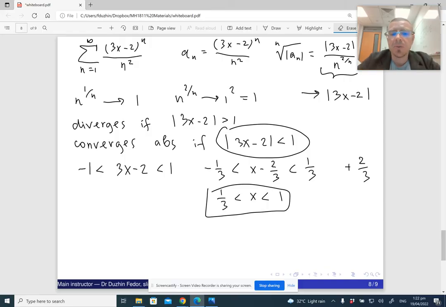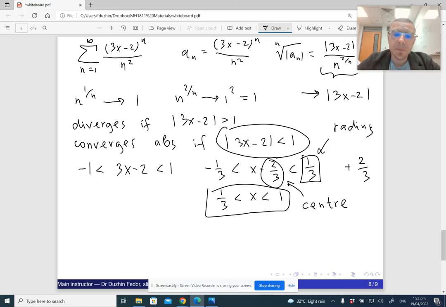we don't know yet whether it converges when x is exactly 1/3 or exactly 1. So we know that for these values of x it does converge, and for values of x that are bigger than 1 or smaller than 1/3 it diverges. But also we know that whatever is in the middle, which is 2/3, is the center of convergence, and this 1/3 is the radius of convergence. So this is the radius, and this is the center of the interval of convergence. So the center is 2/3, the radius is 1/3.